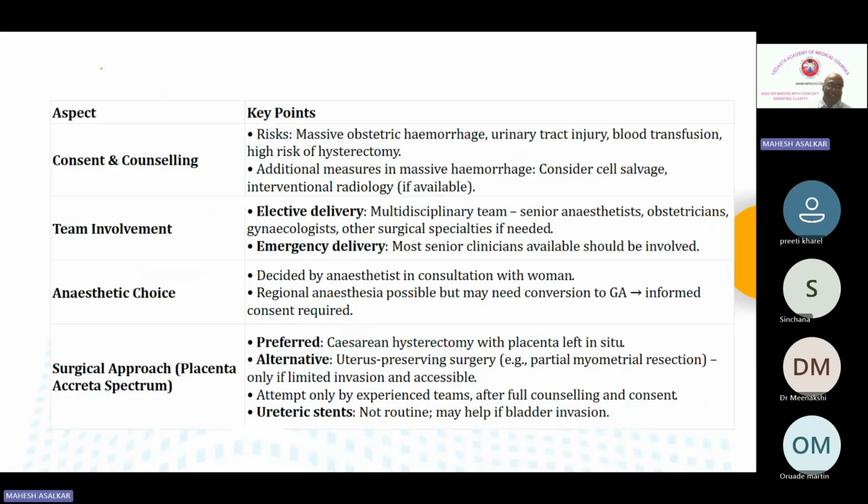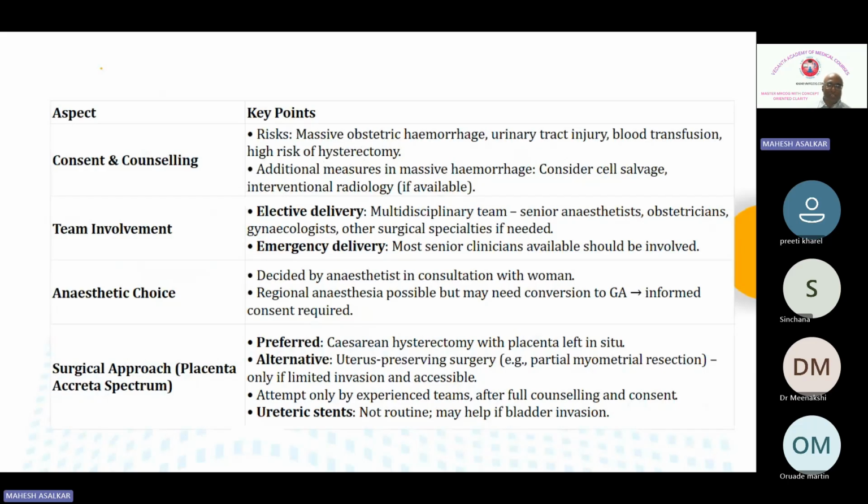Team for elective cesarean section: it is always a multidisciplinary team involving senior anesthetists, obstetricians, and other surgical specialties if required. For emergency, the most senior clinician available should be involved. Anesthesia of choice: regional anesthesia can be given because it reduces the risk of hemorrhage, and it may be converted to GA, so we need to inform the patient accordingly.